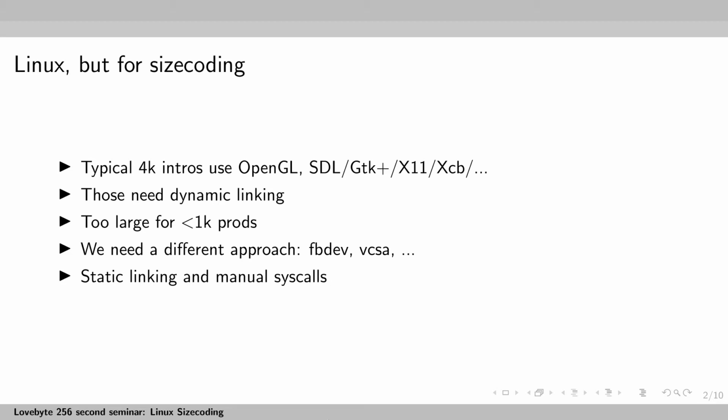In Linux 4K case, you're typically going to use OpenGL with SDL or GTK or whatever. You need dynamic linking for that. That's not really feasible here because there's just too much overhead size-wise. So you're going to use a different approach to get visuals on screen. And that also means that you'll have a static binary and you'll have to do syscalls manually.